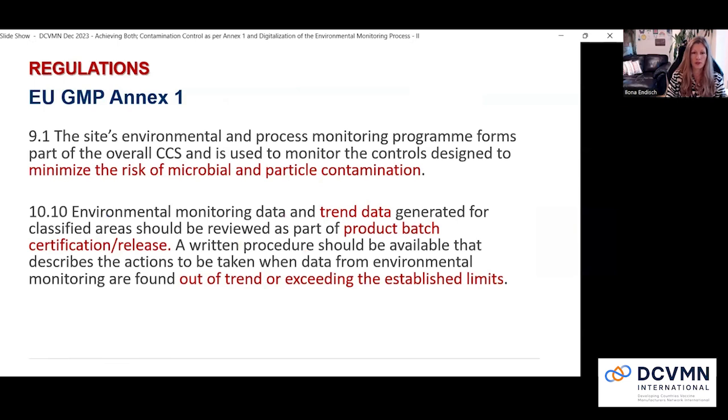So now we jump to discussing Annex 1. Annex 1, of course, discusses contamination control strategy. Here it states it's used to monitor the controls designed to minimize the risk of microbial and particle contamination. EM data and trend data should be reviewed as part of product batch release. Written procedures should describe actions to take if something is found out of trend or exceeding the established limits.